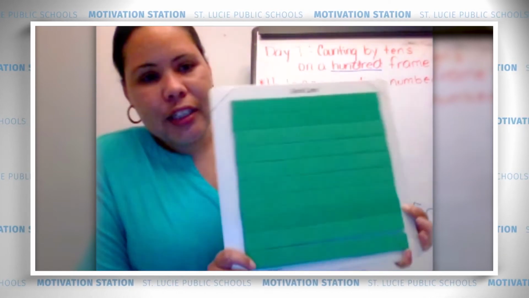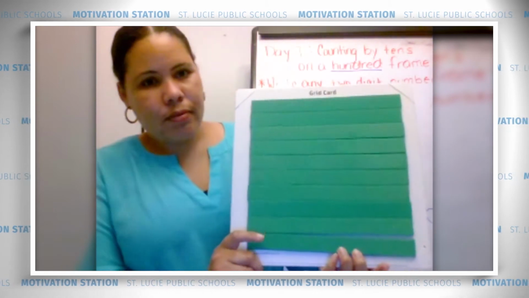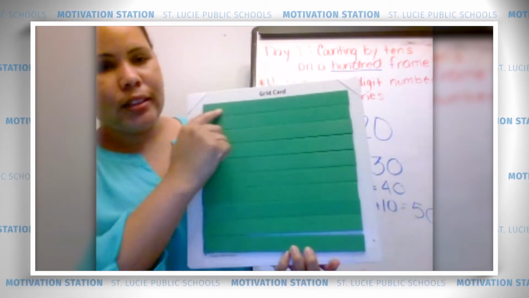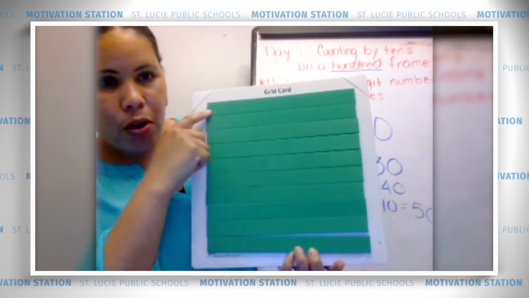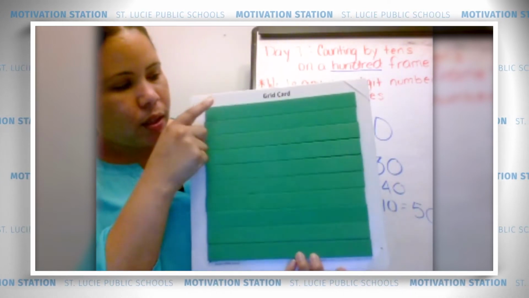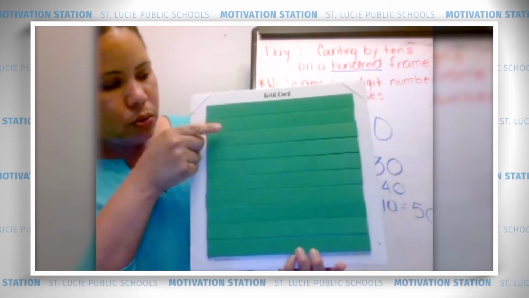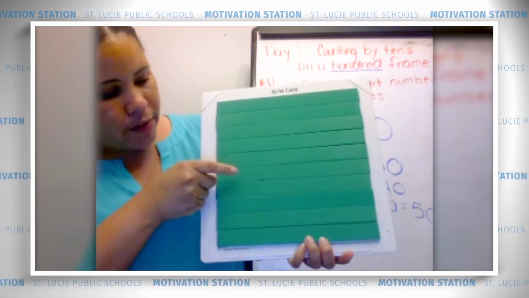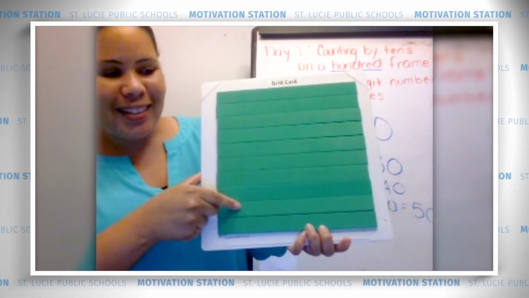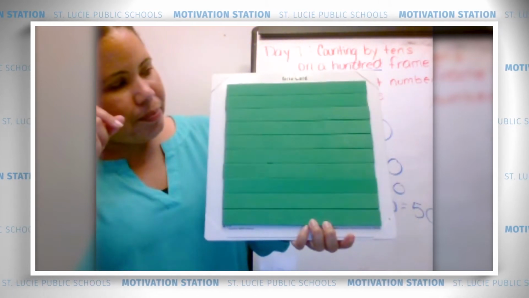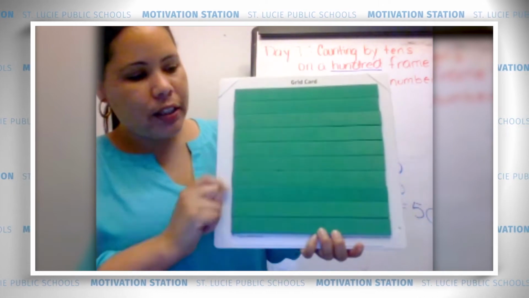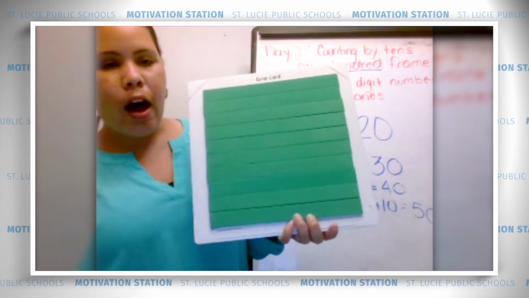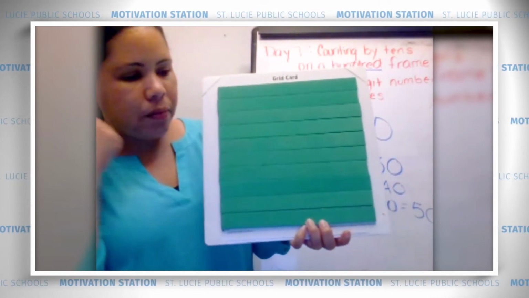How many squares are in each row? Excellent. There are 10 squares in each row. And how many rows did we say they were? Let's count our rows. 1, 2, 3, 4, 5, 6, 7, 8, 9, 10. If we have 10 rows and 10 squares in each row, how many squares are there in all?